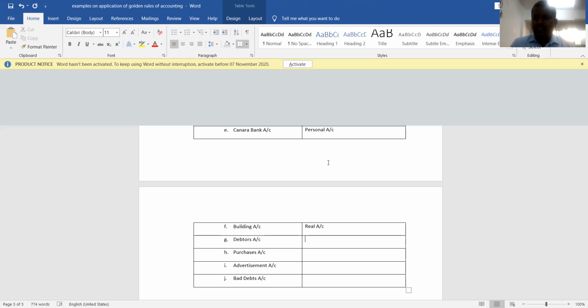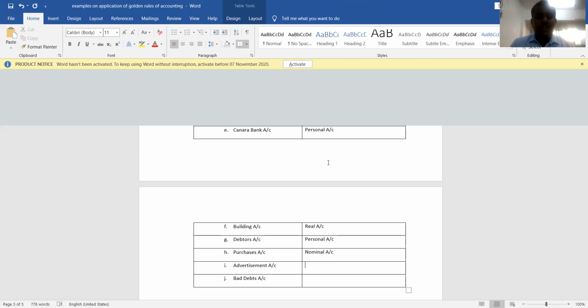Then the next one is debtors account. I told you who a debtor is. A debtor is a customer to whom we have sold goods on credit basis. Debtors are nothing but customers, so the account that represents customers is a debtors account. So debtors is a personal account. Then next one is purchases account. Purchases are an expenditure to the business. So expenses belong to nominal account.